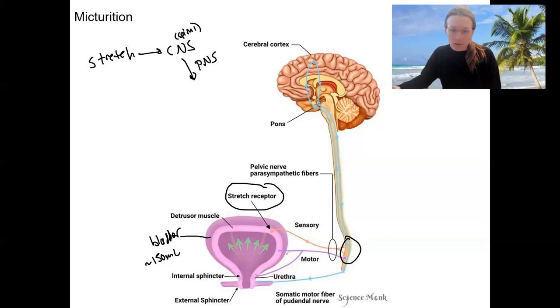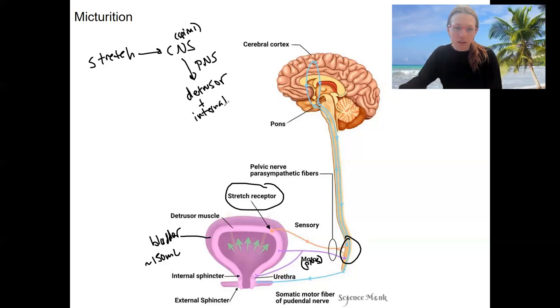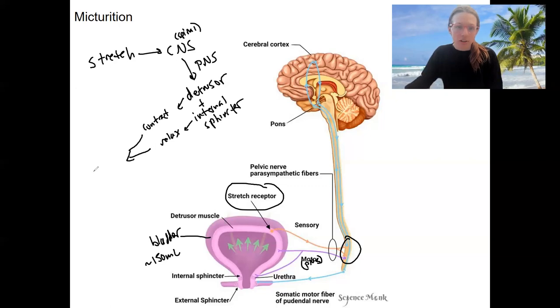And then we've got motor outputs. This here is PNS. This motor output is going to be to the detrusor muscle and the internal sphincter. This is going to contract. That's its response. This is going to relax. That makes it open. That's going to cause urine to flow out, urination.